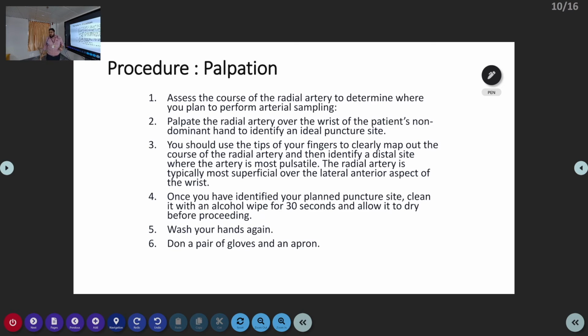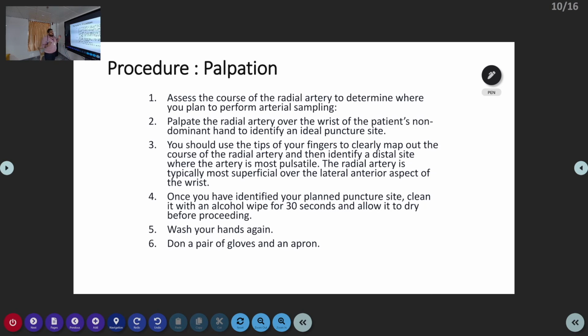Next, we have to understand where the radial artery is. We cannot just blindly go and puncture an area. Before that, we need to palpate and see where the radial artery is. Always make sure that when you are puncturing, you use the patient's non-dominant hand. Suppose I am a right-handed person, use the left hand for taking an ABG sample from me. Suppose something goes wrong, my dominant hand is preserved. That is one reason. So use the non-dominant hand.